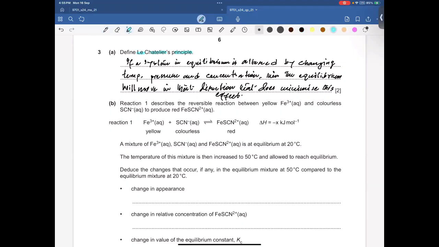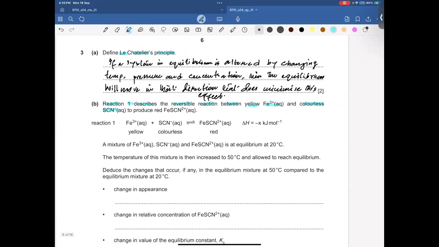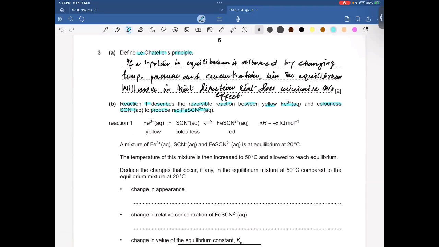All right. Reaction 1 describes the reversible reaction. Reversible reactions are those which move both in the forward as well as in the backward direction between yellow Fe3+ and colorless SCN- to produce this red aqueous solution. A mixture of Fe3+ and SCN- is at equilibrium at 20 degrees Celsius. The temperature of this reaction mixture is then increased to 50 degrees Celsius and allowed to reach equilibrium. Describe the changes that occur, if any, in the equilibrium mixture at 50 degrees Celsius compared to the equilibrium mixture at 20 degrees Celsius.